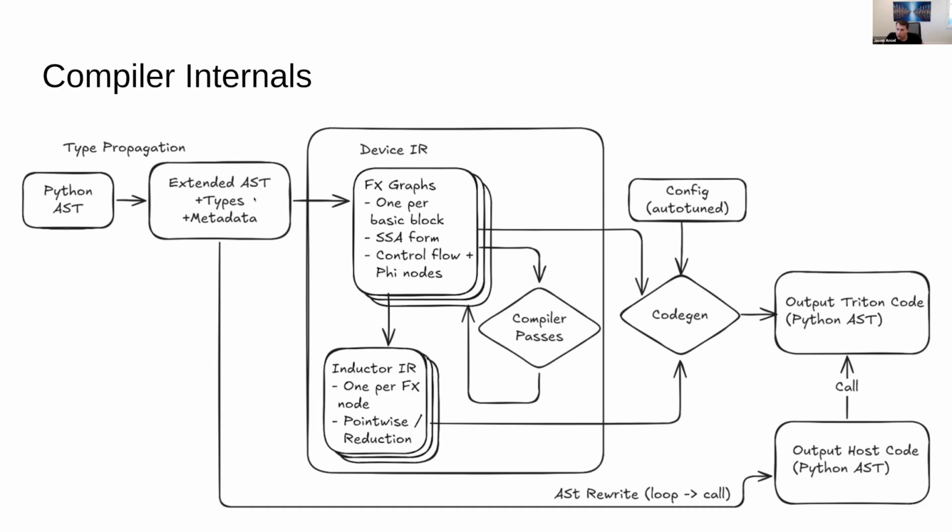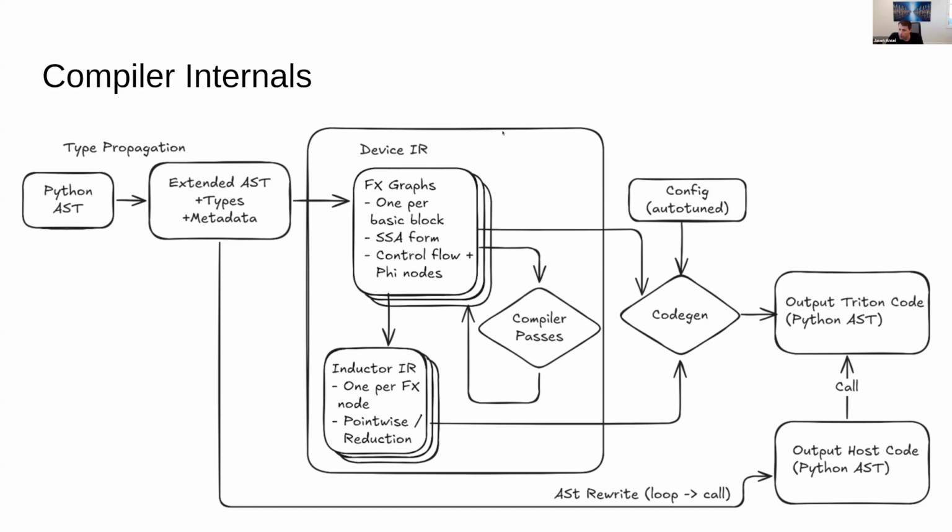We then convert this extended AST, which has the types and metadata, into what we call device IR. This device IR is an FX graph or a collection of FX graphs where you have one FX graph per basic block. It's in an SSA form. It has control flow and phi nodes that connect multiple graphs together. Every node in this graph has a pointer to an inductor IR, and this inductor IR is used to do codegen on it. We have a number of compiler passes which do transformations on this IR. An example of a compiler pass is the reduction rolling, which I mentioned before.